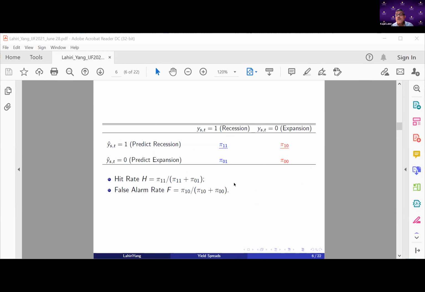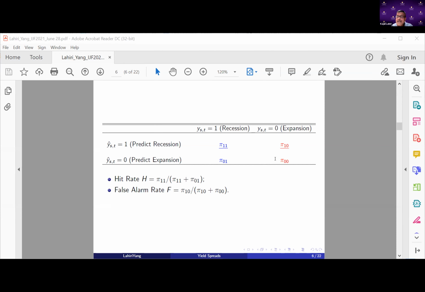Now, this basic confusion matrix, the contingency table, is very basic. So you predict yes or no, and actually it happened yes or no, and you can put these four sufficient statistics for this. You define the hit rate to be pi11 over pi11 plus pi01, and the false alarm rate is very well known, right, as pi10 over pi10 plus pi00. And these are the two statistics people work with in the ROC graph.